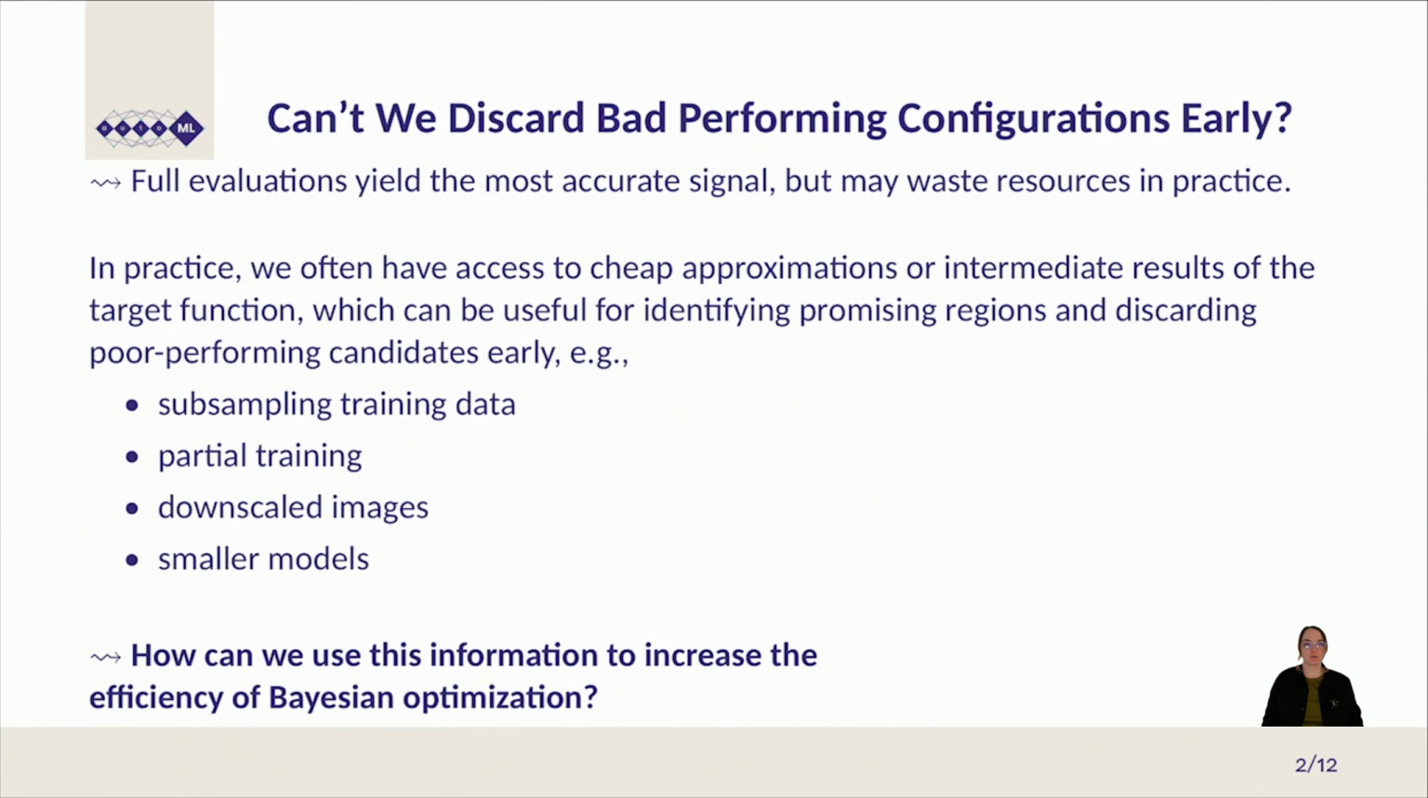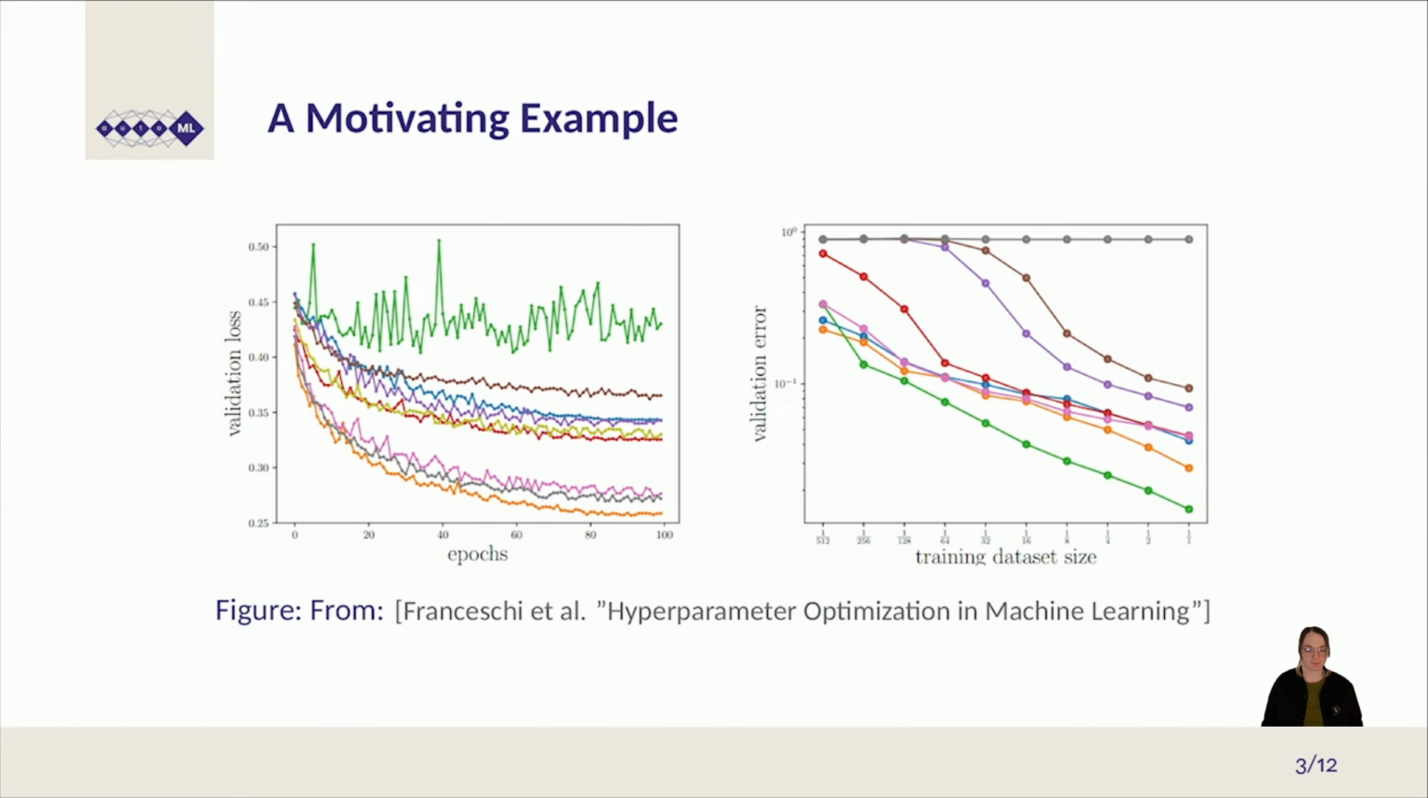In practice, we often do have access to very cheap approximations or intermediate results of our evaluation. And we can use this to identify promising regions and configurations very early on. Such approximations are, for example, via subsampling training data, partial training only for a few epochs, downscaled images or signals, or smaller models. The question that we're going to address here is how can we use this information to increase the efficiency of Bayesian optimization?